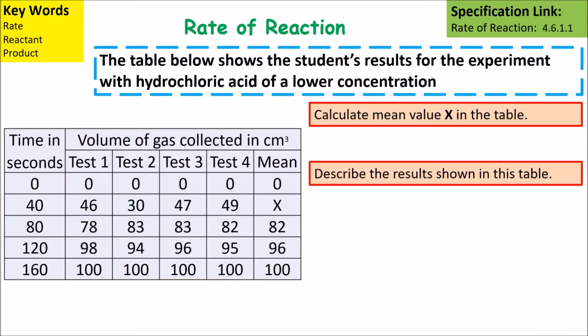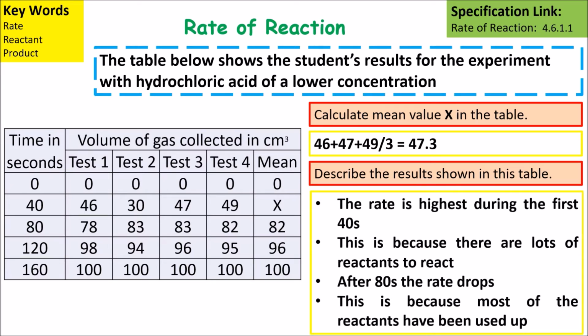So the table below shows the students' results for an experiment with hydrochloric acid of lower concentration. We're looking at calculating the mean value of X in the table. It would be 46 plus 47 plus 49 divided by 3. We have not included the 30 because the 30 would be classified as an anomalous result. If we're looking to describe the results shown in the table, the rate is highest for the first 40 seconds, because there are lots of reactants. It drops after 80 seconds, and this is because most of the reactants have been used up by that point.